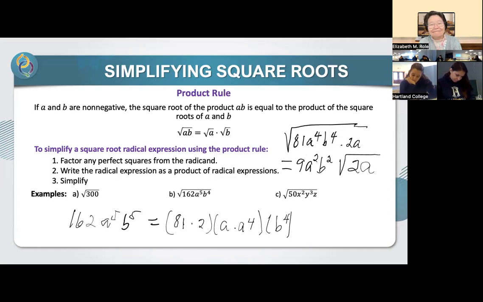Okay, that's fine. So I think letter C, you're able to do. Square root of 50x squared y cubed z.